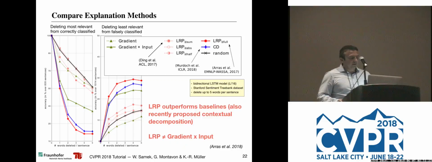And you see in this experiment that LRP and CD of Murdoch et al. give the best results, and LRP is slightly better than CD. Both methods are based on decomposition principles. But the full LRP method, which was suggested by Arras et al., and which I will also briefly talk about later in my slides, gives better results than the other LRP variant, which was used in Ding et al. And here you also see clearly that LRP is not just gradient times input, because gradient times input doesn't work really well on this LSTM explanation task. So this is maybe also to highlight here.